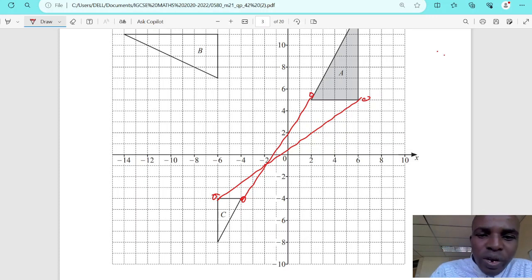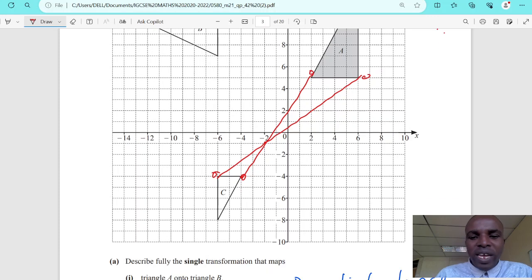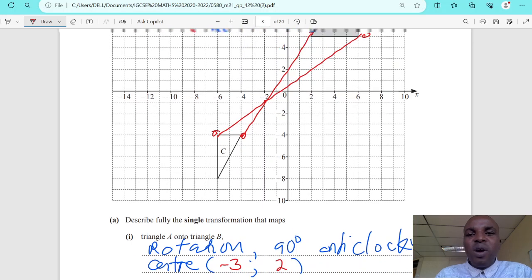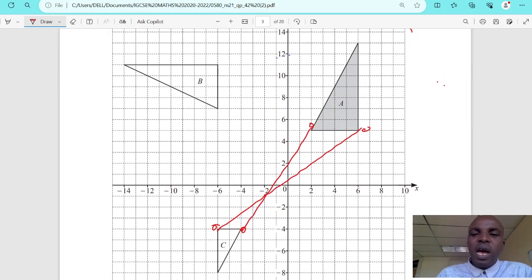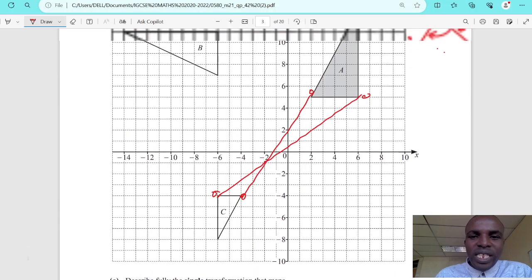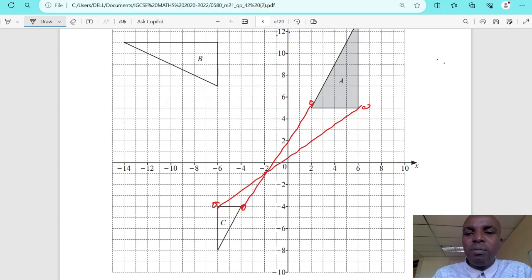So my lines are meeting at the point x minus 2, y minus 1. So centre, you write (minus 2, minus 1), like this. Then scale factor. If the shapes are already drawn for you, then you can just use image side over original side. Image side, image is what? A onto C. So C is the image and A is the original.